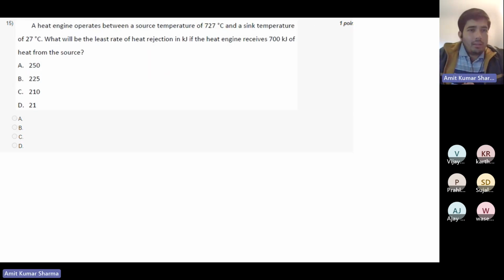Question number 15. A heat engine operates between a source temperature and a sink temperature. What will be the least rate of heat rejection? Point to be noted: least rate of heat rejection. Now apply the formulas. Please tell me the answer. A small trick is there, least temperature. Please focus on this.